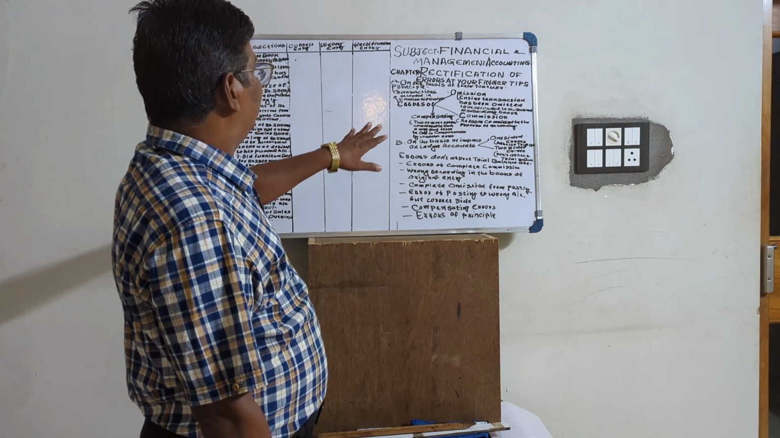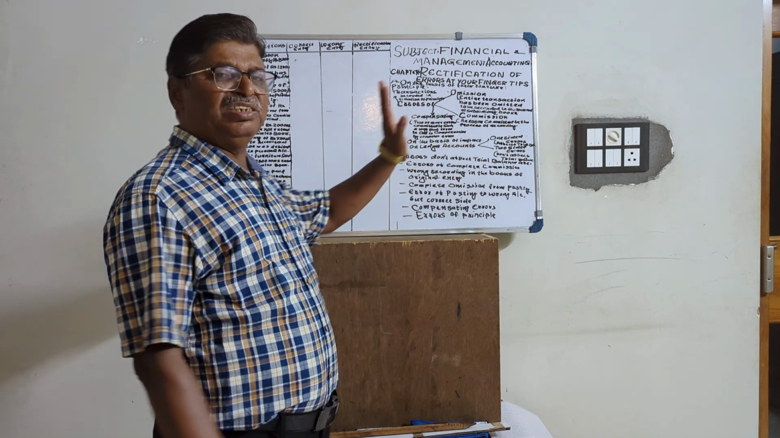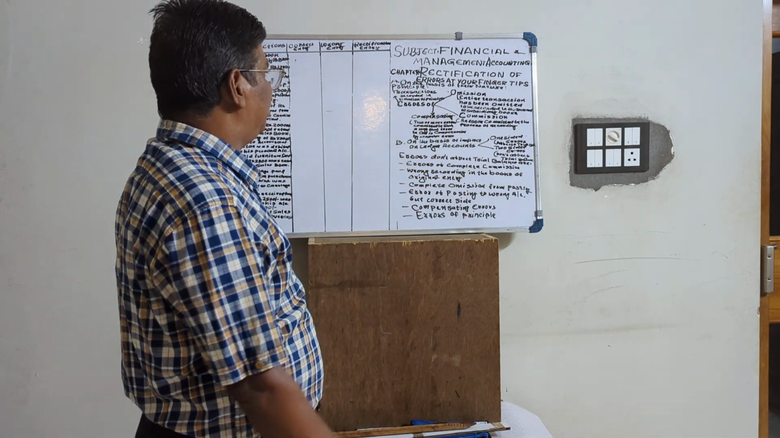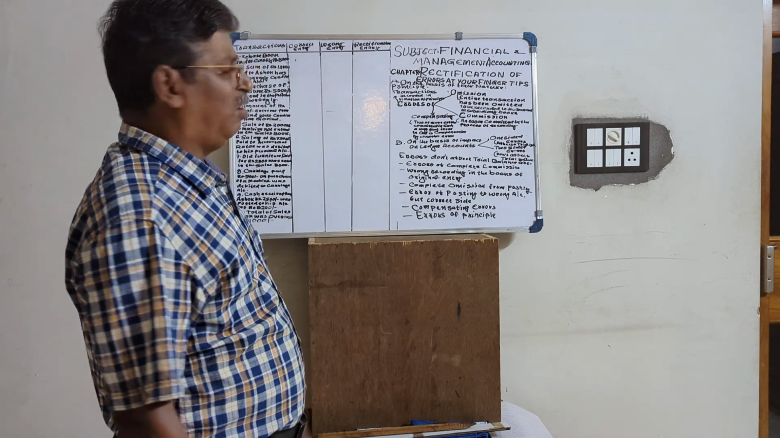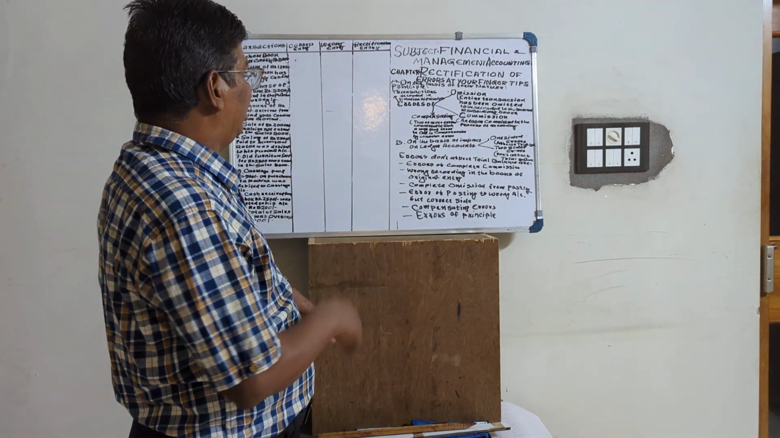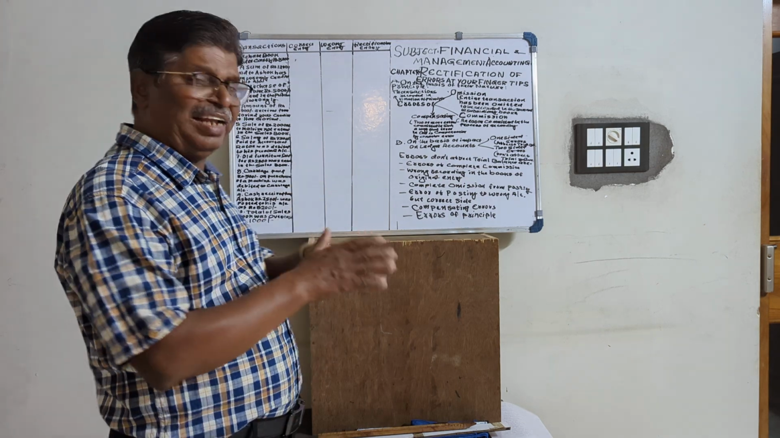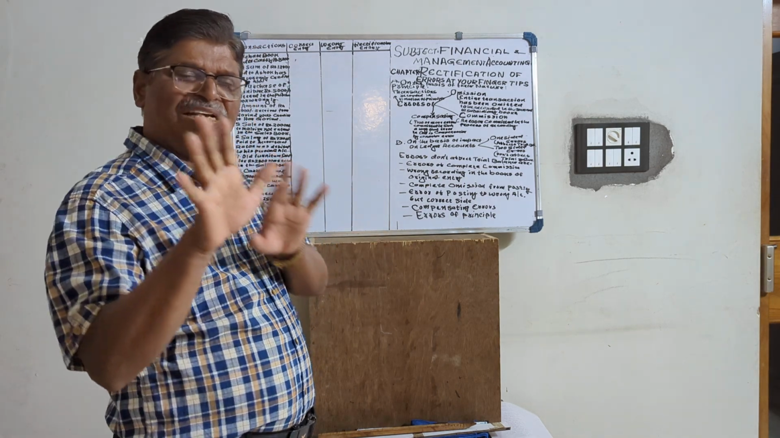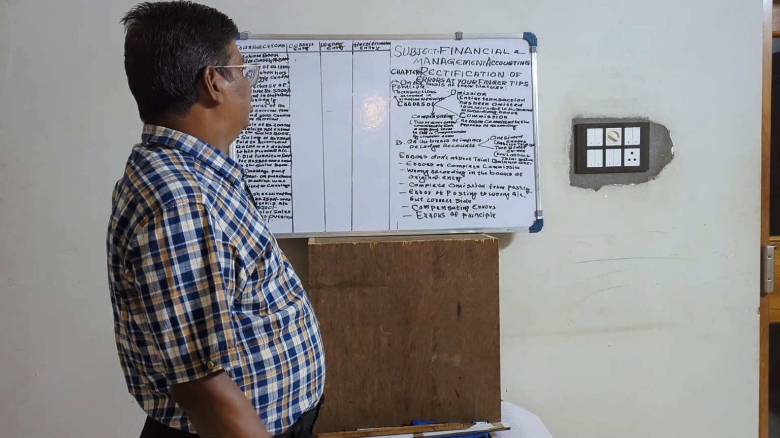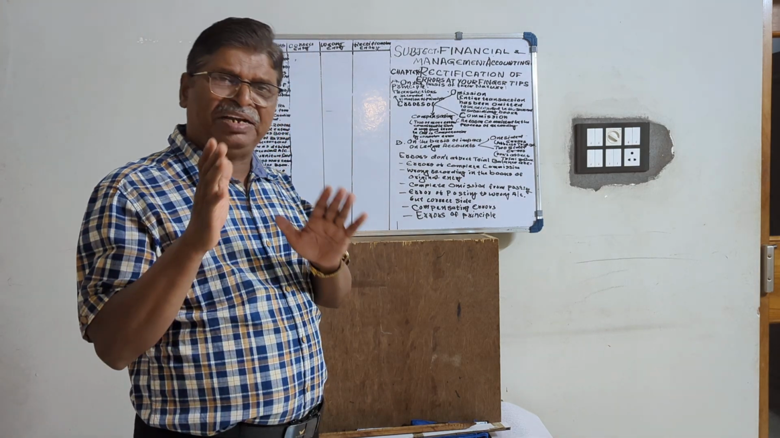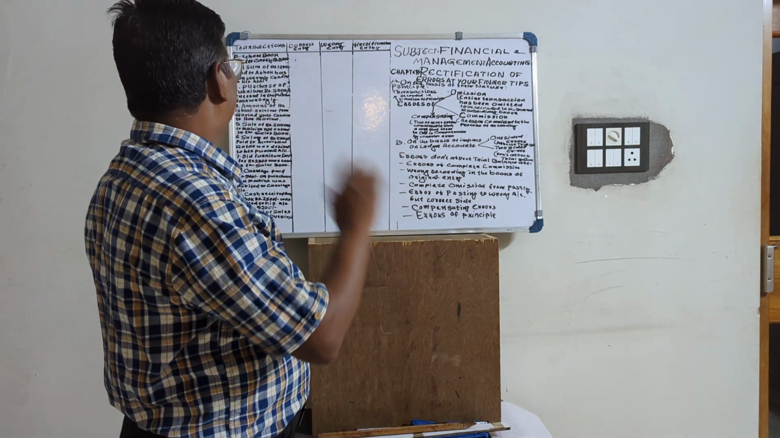Then there may be 4 errors. One is error of omission. That means entire transaction has been omitted to be recorded either in the journal or in the subsidiary books. When entire transaction has been omitted to be recorded in journal or subsidiary books, then the rectification of entry is equal to the correct entry.